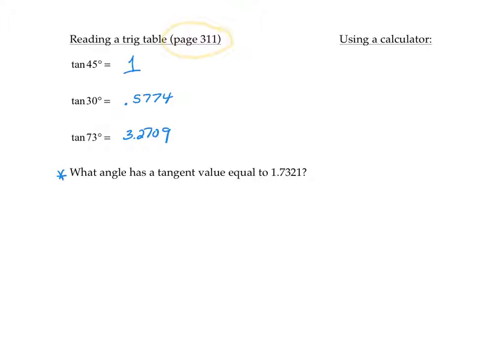Okay, now working in reverse. This would be doing the inverse tangent. What I'm asking you here is what angle has a tangent value equal to 1.7321? So go under the tangent column and keep scrolling down until you find that decimal, and then look to the left, and you should see that the angle measure is 60 degrees.